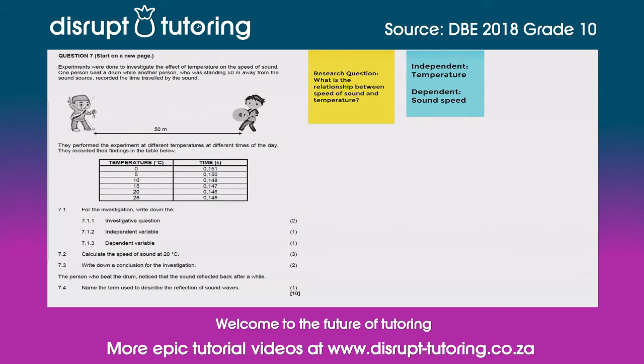This is a question on the experimental method. So let's read through it. Experiments were done to investigate the effect of temperature on the speed of sound. One person beat a drum, while another person, who was standing 50 meters away from the sound source, recorded the time traveled by the sound. They performed the experiment at different temperatures at different times of the day. They recorded their findings in the table below.